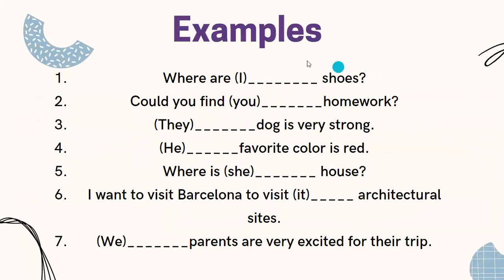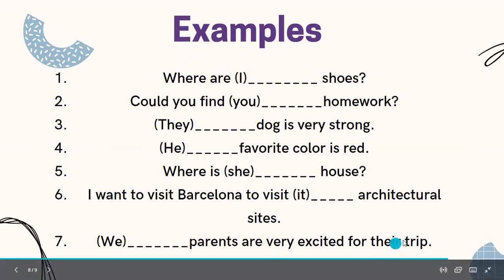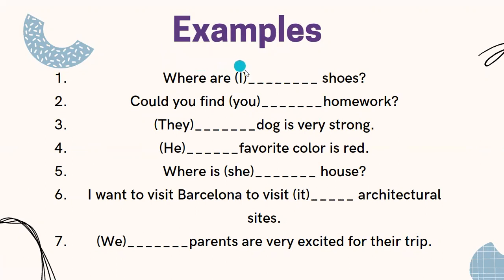For example, here I have placed several phrases, and I have also put the subject pronoun in a parenthesis so you know easily which possessive adjective to use. For example, where are my shoes? ¿Dónde están mis zapatos? Could you find your homework? ¿Pudiste encontrar tu tarea?